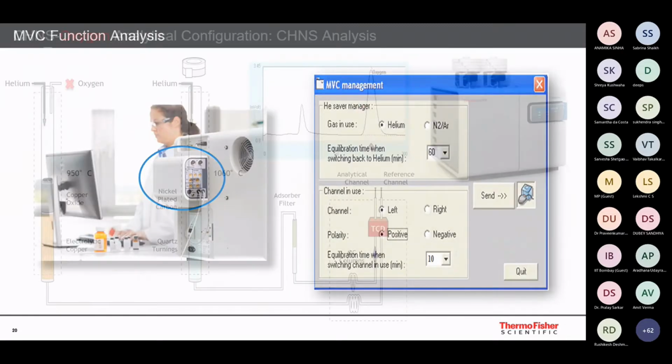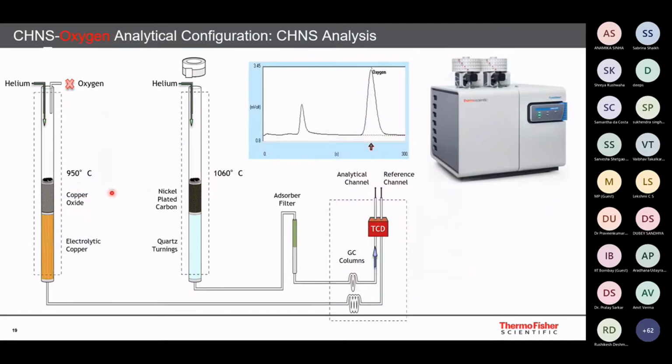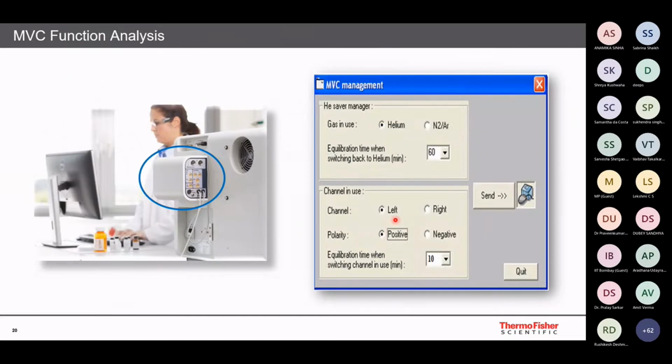Now, if you see here, we want to change over manually, each and everything manually. But Thermo has introduced one valve, that is a multi-valve controller. With the help of the multi-valve controller, the user is not required to change over manually. Through the software, you can automatically switch over. So that's why it is called a Flash Smart. Smartly we can change it.